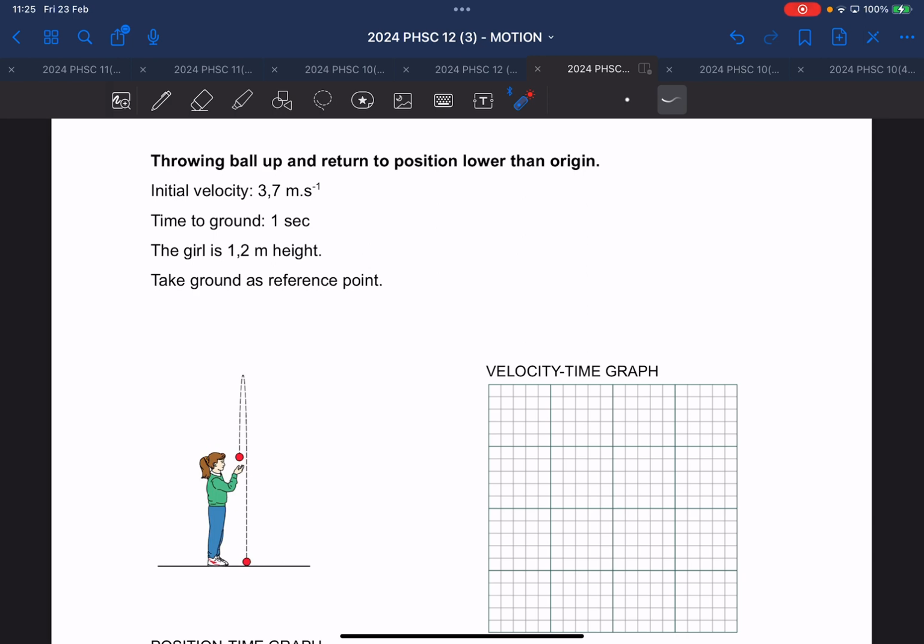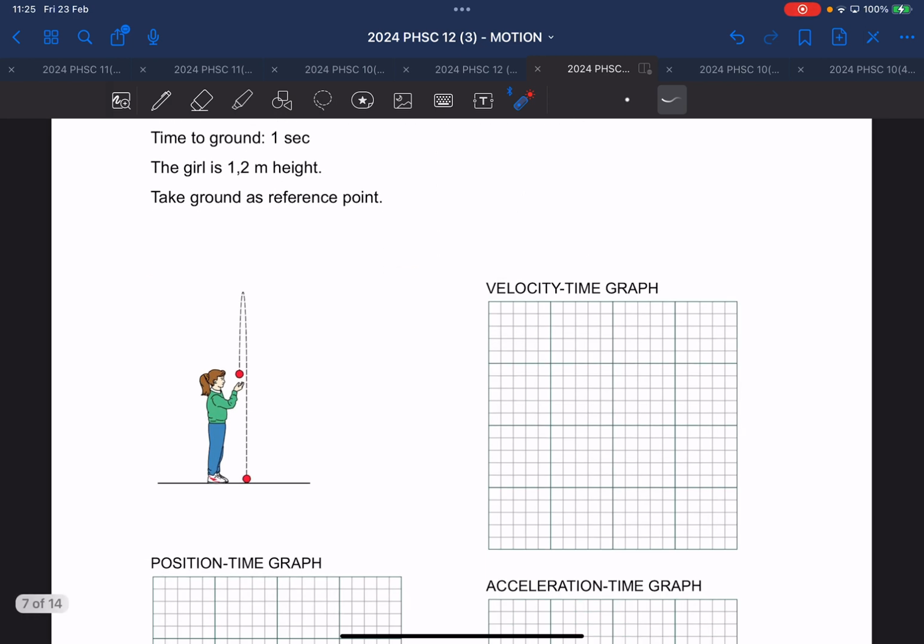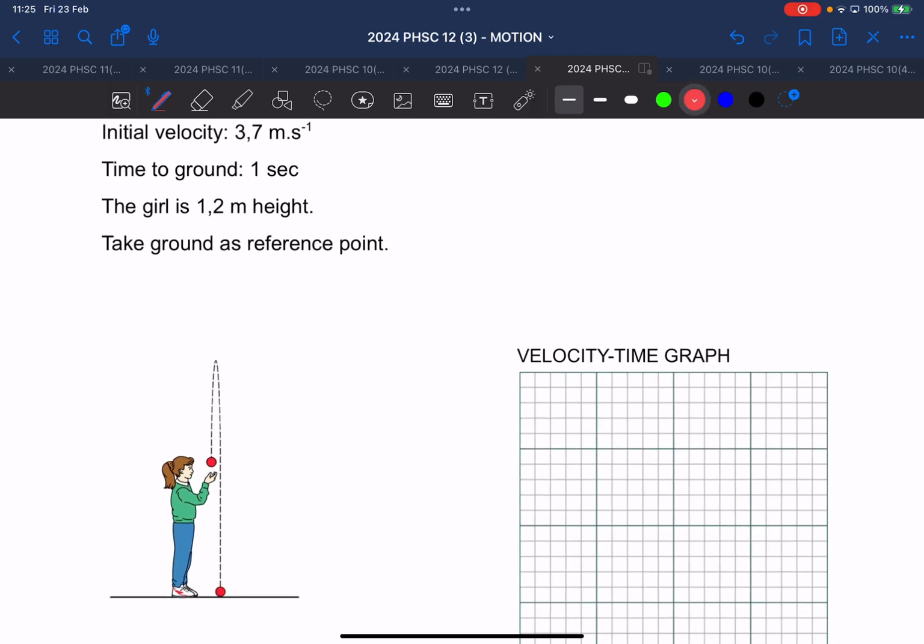Alrighty. Okay, they say take the ground as reference point. Let's quickly draw it in. We have the initial velocity is 3.7. So we subconsciously took up to be positive. As I write that down, that means the acceleration is negative 9.8. What's the velocity at the turning point? 0. We don't know what the velocity is here at the end, but we do know that it will be greater than 3.7, in magnitude. It will be 6 or whatever, and then it will definitely be negative.